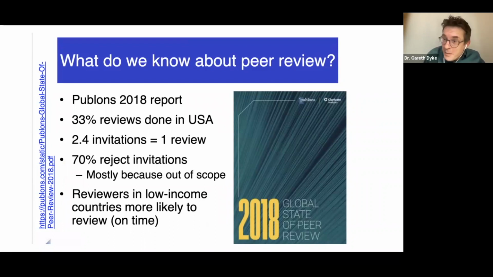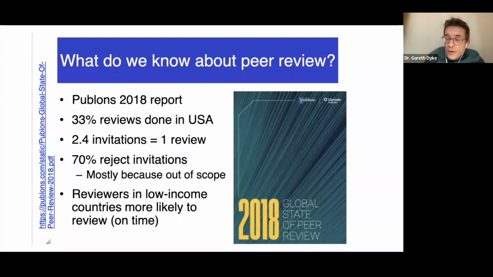Now, here's a few things that we know about peer review. I know this is a little bit out of date, but there really hasn't been an updated international survey of all-encompassing global behavior in peer review since this Publons 2018 report. And this report showed that about a third of peer reviews done around the world in 2018 were performed in the USA.